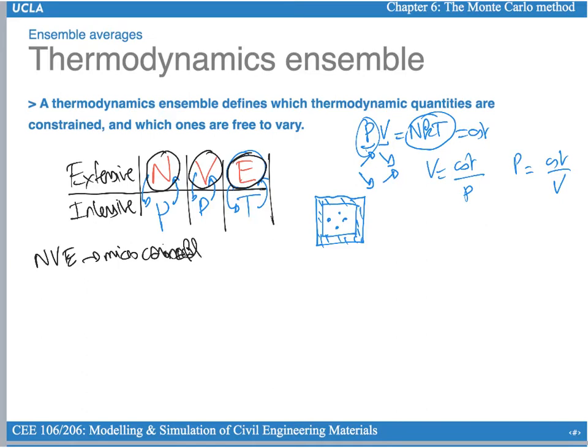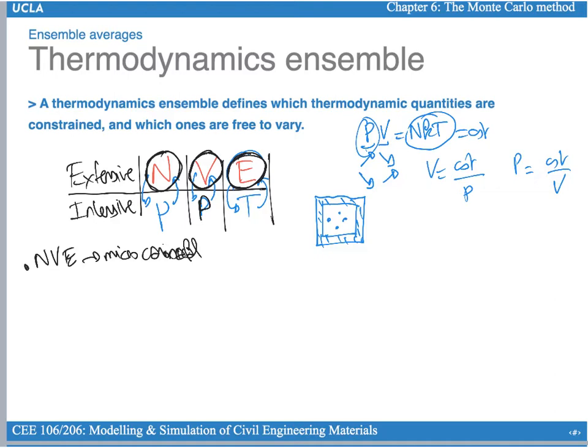In this case, I'm going to impose that the number of atoms is fixed and cannot change. I'm going to impose that the volume is fixed and cannot change, so the pressure potentially can change. And I'm going to fix the energy, which cannot change, but potentially the temperature can change. So this is the microcanonical ensemble.